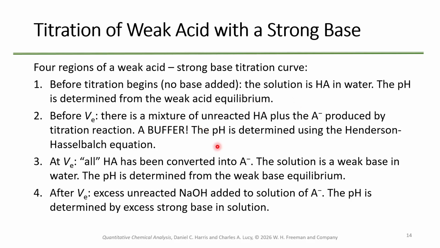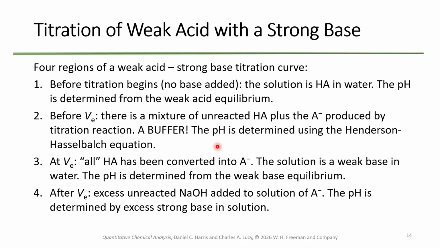Before the VE, there's going to be a mix of the unreacted weak acid and the A minus, that's the titrant. Notice that you're establishing a buffer, aren't you? And so for a weak acid being titrated, this first part, after you've added some base, and then up to the VE, is going to be referred to as the buffer region. Okay? And you can just directly use the Henderson-Hasselbalch equation during that region, because it's just going to be a buffer. You've neutralized part of the weak acid, so you have a mixture of a weak acid and its conjugate base.